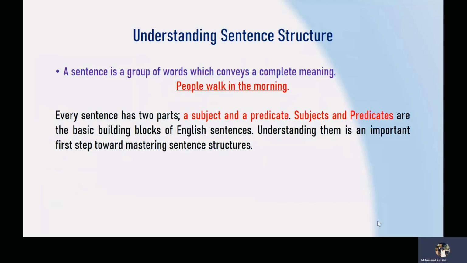Every sentence has two parts, a subject and a predicate. Subjects and predicate are, we can say, the building blocks of English language. Extremely important parts of English sentence. So understanding them is crucial, and we will try to understand what we mean by a subject and a predicate.